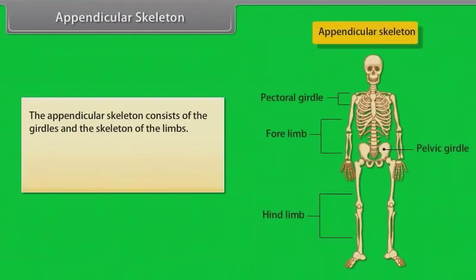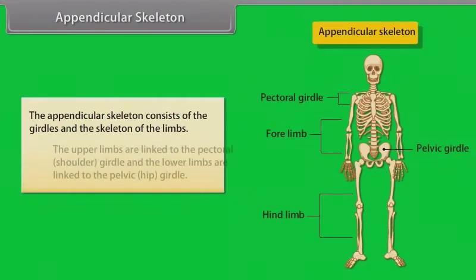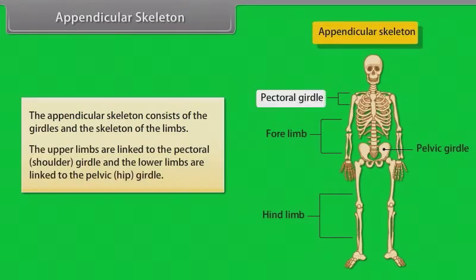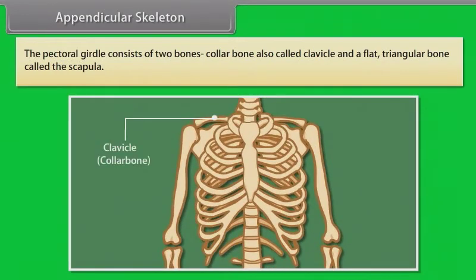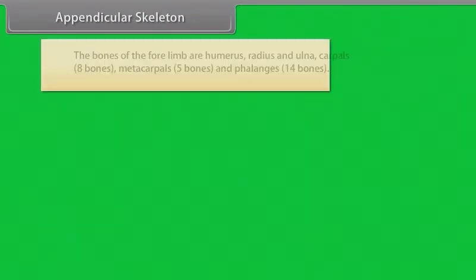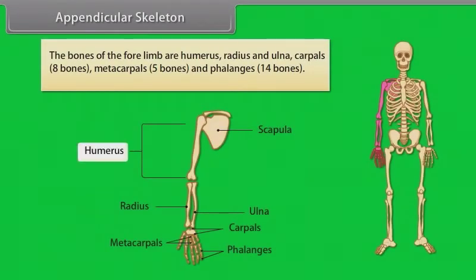Appendicular skeleton. The appendicular skeleton consists of girdles and the skeleton of the limbs. The upper limbs are linked to the pectoral or shoulder girdle, and the lower limbs are linked to the pelvic or hip girdle. The pectoral girdle consists of 2 bones, the collar bone, also called clavicle, and a flat triangular bone called the scapula. The bones of the forelimb are humerus, radius, and ulna.